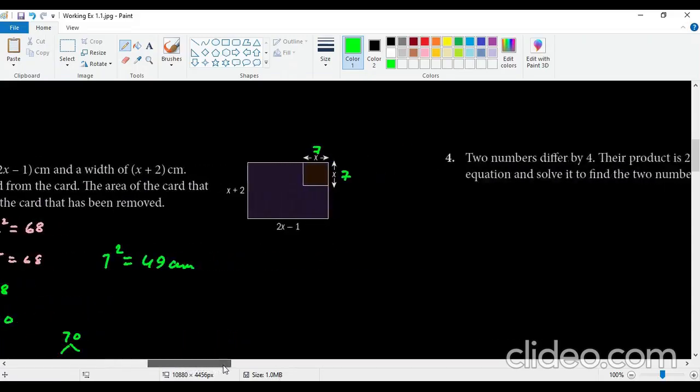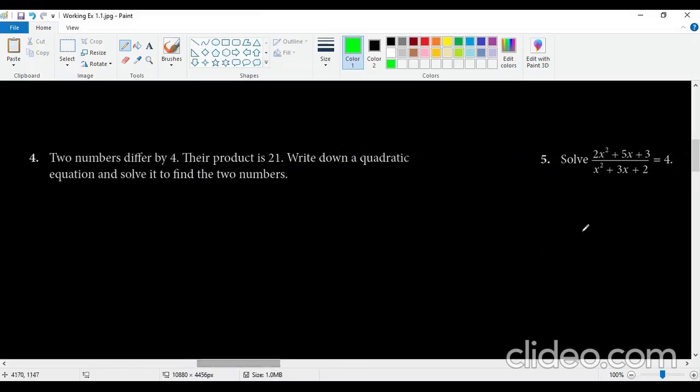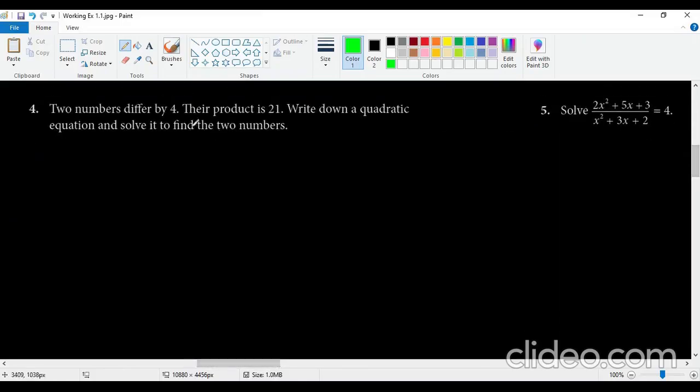Now going for question number 4. In here they're asking you to find two numbers that differ by 4. So there are two numbers. First number is x and the second number is x plus 4. Now when they multiply together, they give you 21. So x square plus 4x equals 21. Writing in the standard quadratic equation form, x square plus 4x minus 21.